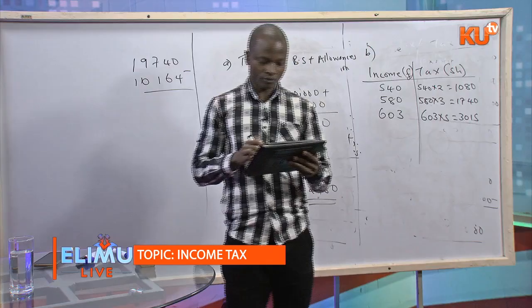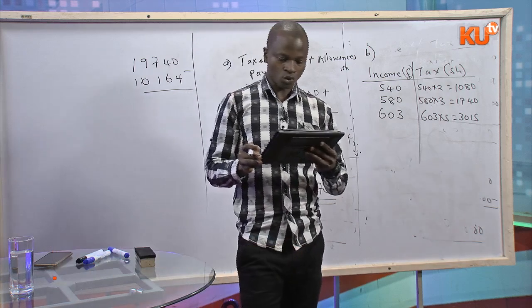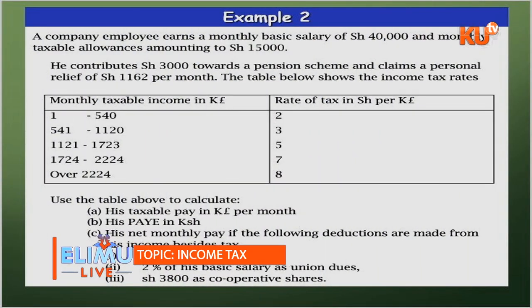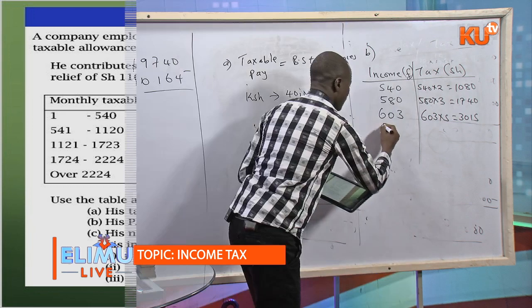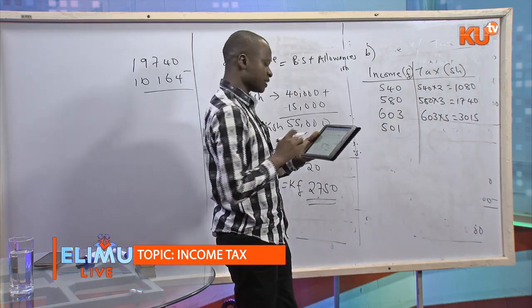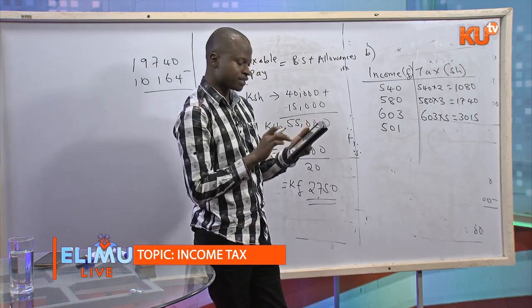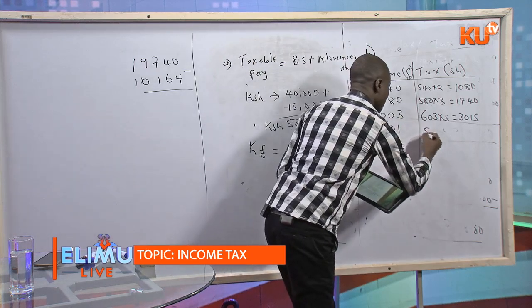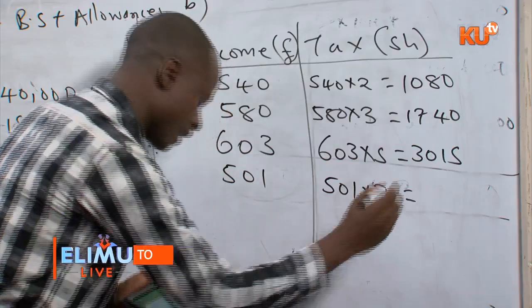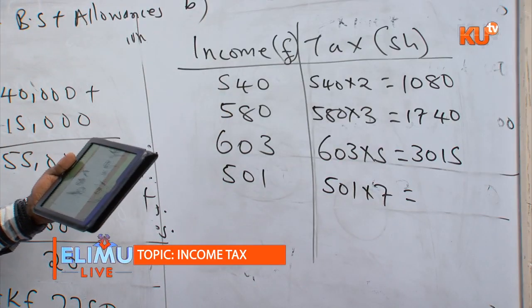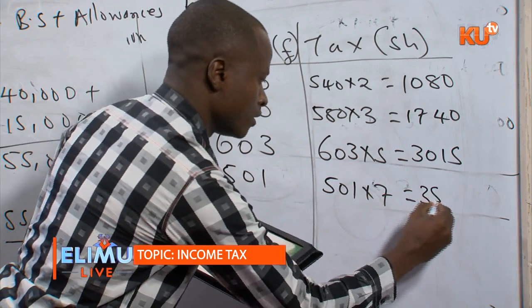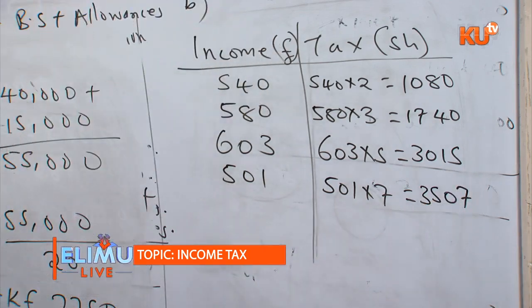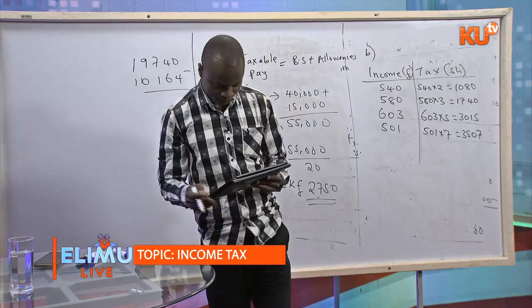Then the next one, we take 2224 minus 1723. That should give you 501. 501 at a rate of 7. So 501 times 7 on your calculator should give you 3507.